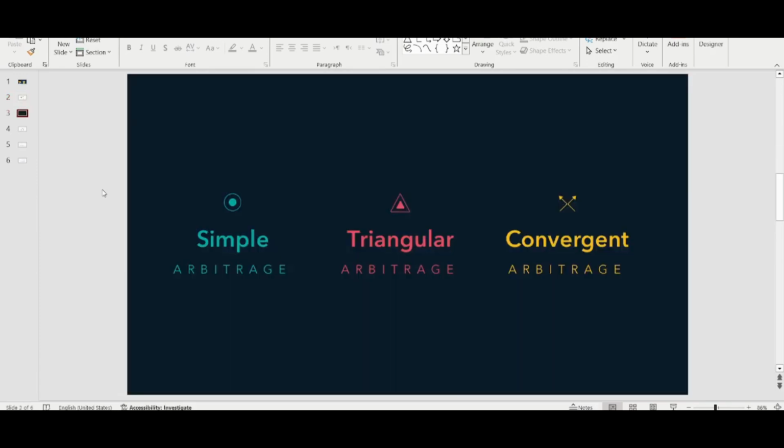Crypto arbitrage has many types. The most common three types are simple arbitrage, triangular arbitrage, and convergent arbitrage. I will explain each one of these three types, then I will show you how you can actually make money with both simple and convergent arbitrage. Triangular arbitrage is somewhat advanced, so it's out of the scope of this tutorial because it's just a beginners tutorial. So now let's explain the first type, which is simple arbitrage.